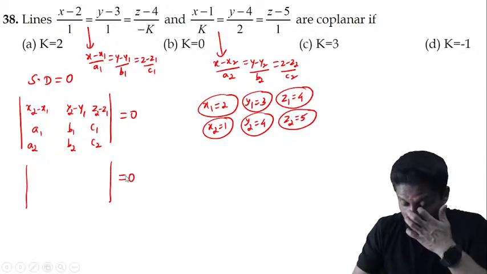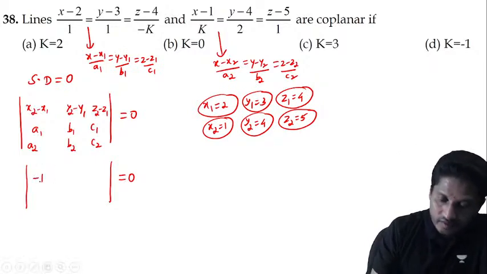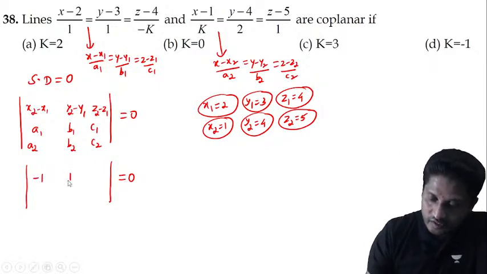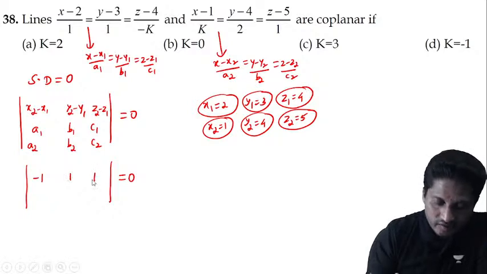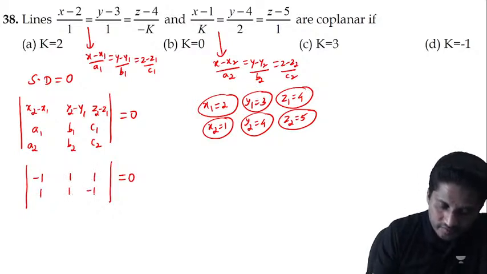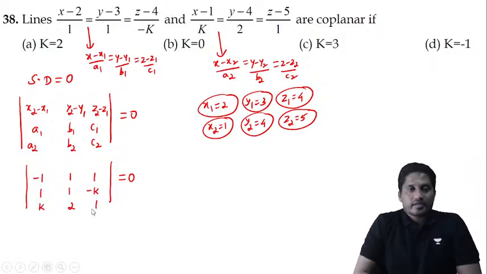x2 minus x1 is minus 1, y2 minus y1 is 1, z2 minus z1 is 1. DRs of the first line are 1, 1, minus k. DRs of the second line are k, 2 and 1. Right, now if you expand, you will get the value of k.